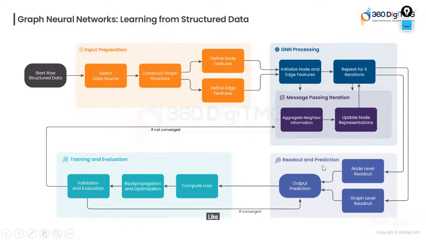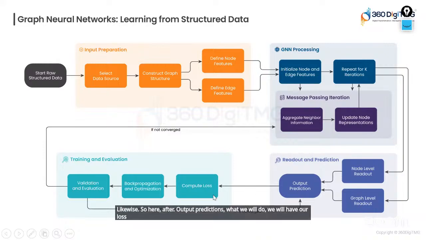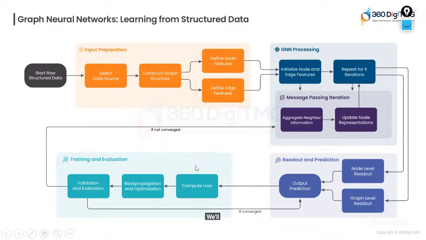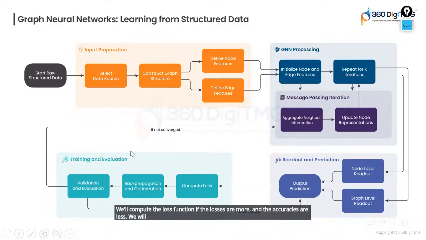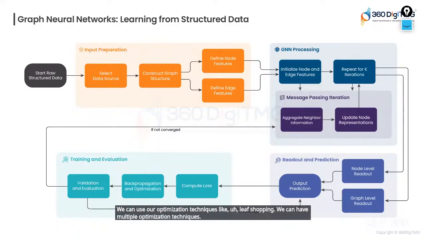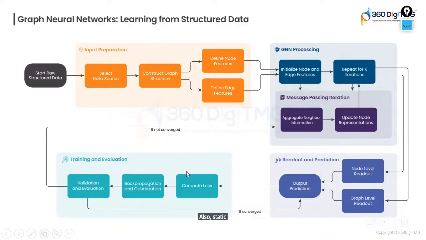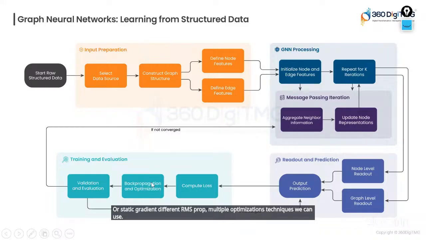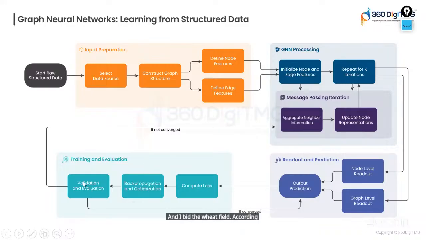Likewise, after output predictions, we will have our loss function, which will compute the loss. If the losses are more and the accuracies are less, we will back propagate. We can use optimization techniques like Adam, stochastic gradient descent, RMSprop, multiple optimization techniques, and update the weights here.